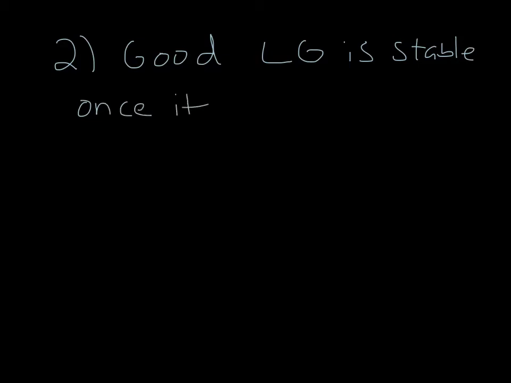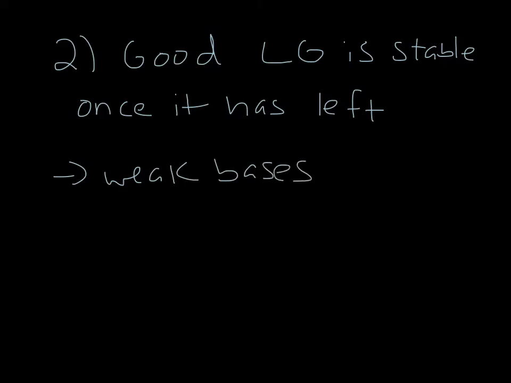And then secondly, a good leaving group is stable once it's left. So if the leaving group left and it was very reactive, it would just jump back on, and then the reaction wouldn't go forward. So good leaving groups are generally weak bases. So anything that would be a strong base would be a very poor leaving group. So we'll go to the next page and do some examples.